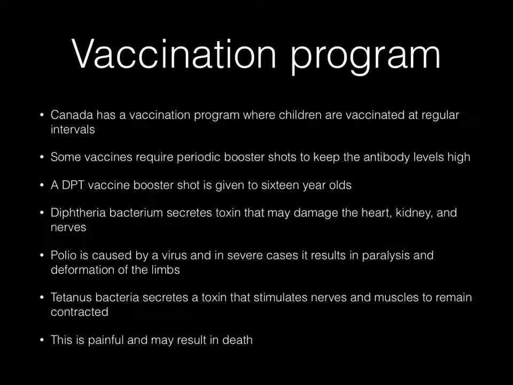The DPT vaccine booster shot is given to 16-year-olds. This includes diphtheria, a bacterium that secretes toxins that may damage the heart, kidneys, and nerves. The P stands for polio, which is caused by a virus and can cause severe cases resulting in paralysis and deformation of limbs. And T stands for tetanus. A bacteria secretes a toxin that stimulates nerves and muscles to remain contracted. This is painful and may result in death.